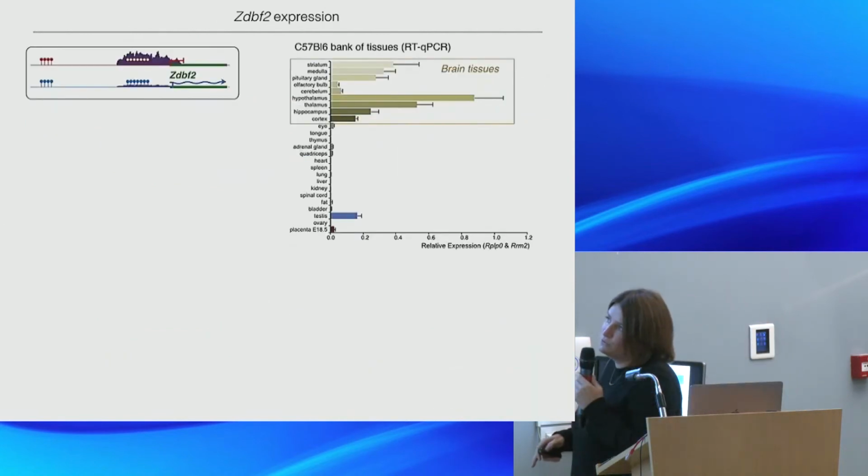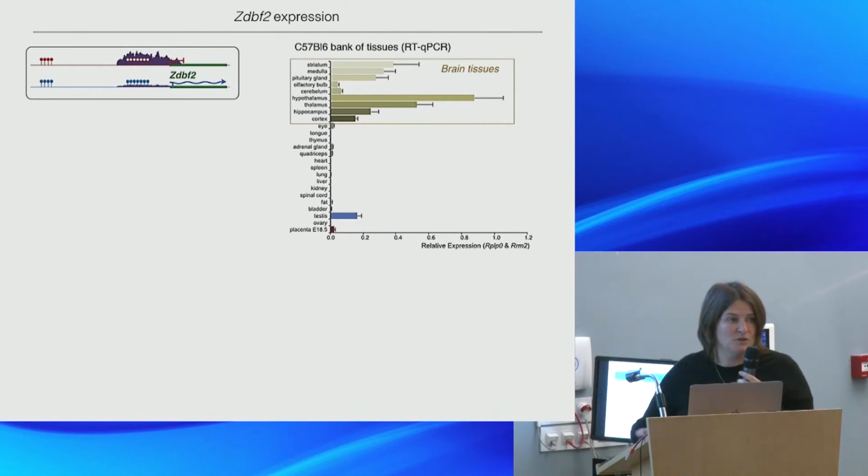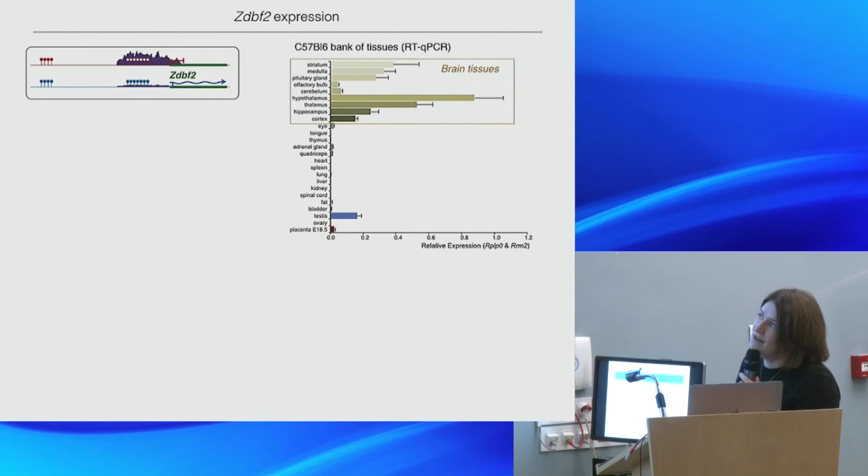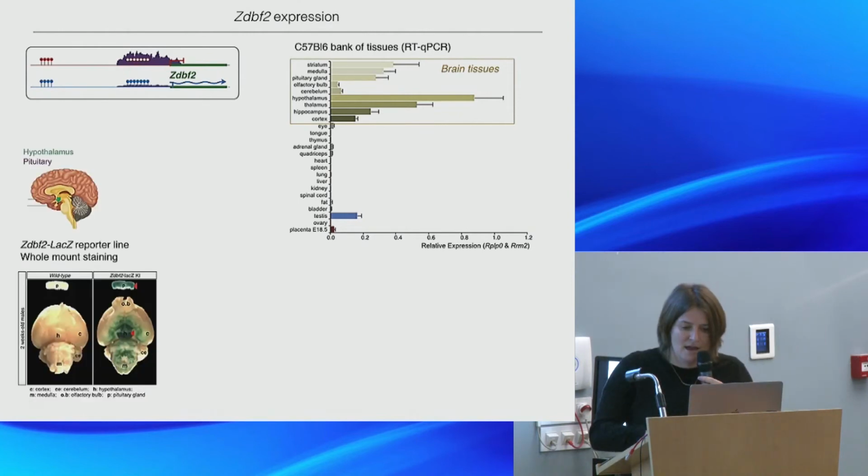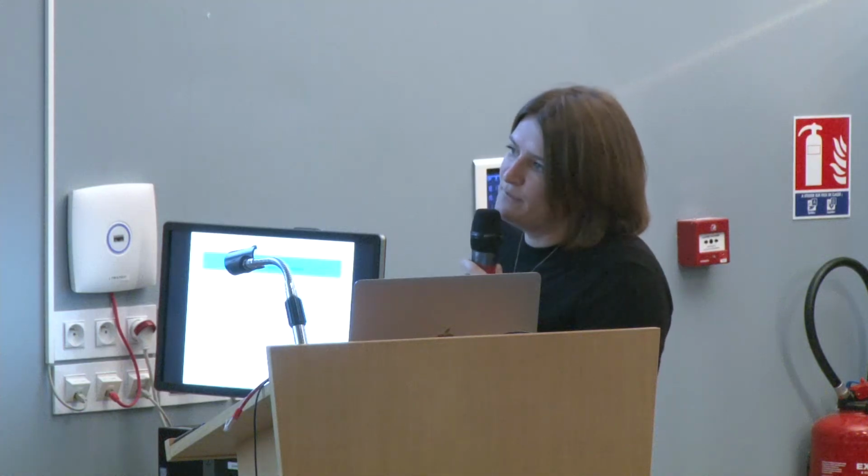So, first, ZBF2, where is it expressed? We don't know what the molecular function of ZBF2 is. It's a zinc finger protein. There is nothing much known about it. But what we found is that it's highly expressed in brain tissues and even more pronouncedly in the hypothalamus and the pituitary gland. A little bit in testis. And using a different set of mice here with a LacZ reporter, you can see the very high expression in the hypothalamus here and the pituitary gland.